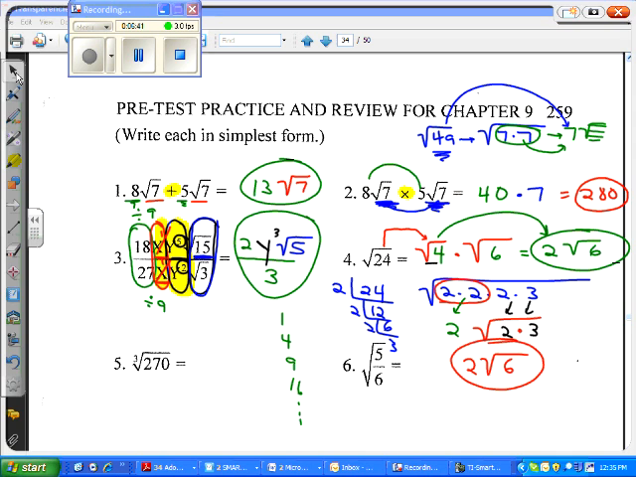And so there's the in your head method, if you can think of the largest perfect square factor, or there's the on the paper prime factorization method if you couldn't. Any questions on number 4? Okay.